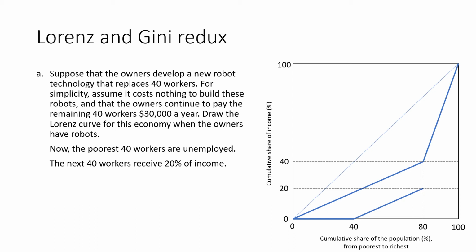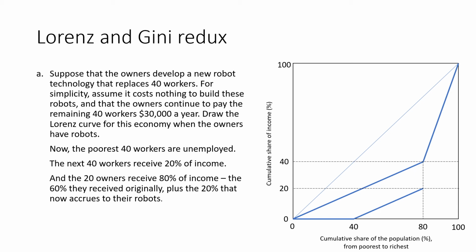So the poorest 80% of the population, the poorest 80 people, collectively only now get 20% of the income instead of the 40% they got before, since half of them are unemployed, and since those who are employed get no more income than they received originally by assumption. And then the 20 owners are going to receive now 80% of income: the 60% that they received originally, plus the 20% that now goes to the robots, which they own. Giving us a Lorenz curve now that's further down from the line of perfect equality than the original Lorenz curve.